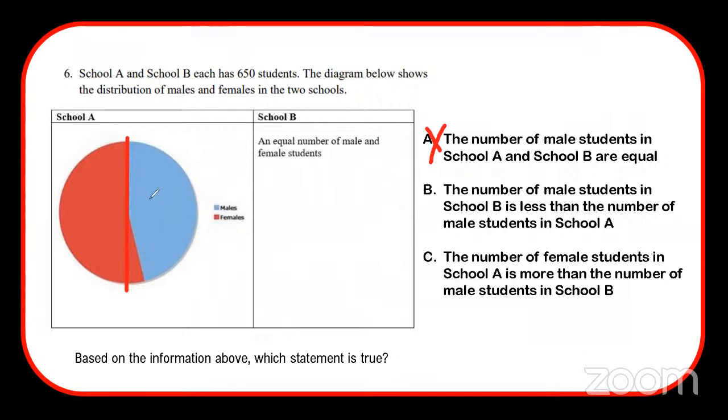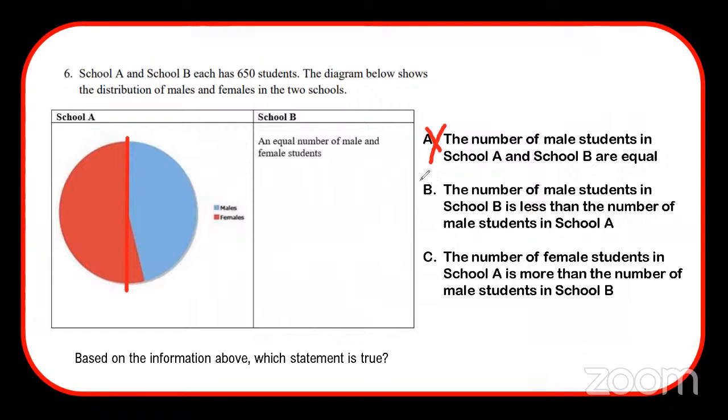Because here we have less than half male at school A, school B would mean that we have more than half. The statement says the number of male students in school B is less than the number of male students in school A. If this should be half, is this really true? Because I see lots of persons saying true. This can't be true. School A has less male than school B. School B has more male than school A. So this has to be false.